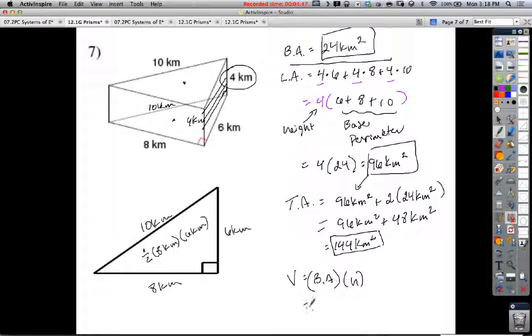So I multiply that by the height, or in other words, I do 24 square kilometers times the height, which in this case is 4 kilometers. And kilometers squared times kilometers is going to give me kilometers cubed, which is what I want. And that's, in this case, it works out to 96 cubic kilometers, which happens to be similar to the lateral area. That's just a coincidence for this particular problem.